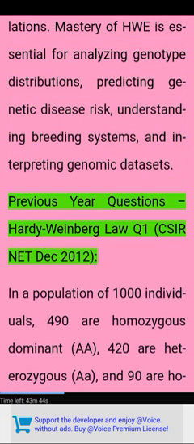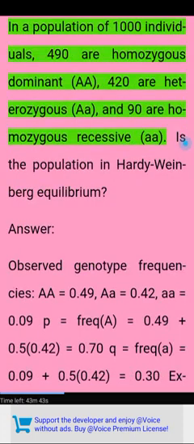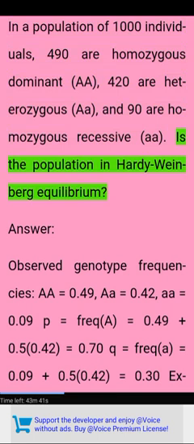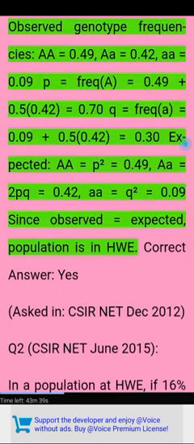Previous year questions, Hardy-Weinberg law. Q1, CSIR NET December 2012. In a population of 1,000 individuals, 490 are homozygous dominant, AA, 420 are heterozygous, Aa, and 90 are homozygous recessive, aa. Is the population in Hardy-Weinberg equilibrium? Answer.